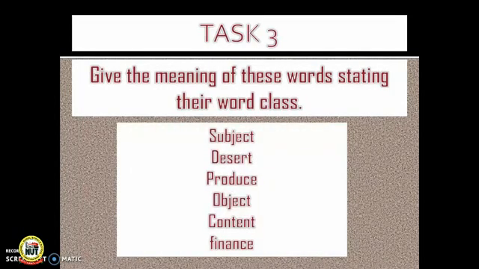And what are the words? You have subject, desert, produce. I won't do another expo for you, I'll just give you the normal one. Objects, content, and finance. Alright? When it's a noun, it is subject. Remember? Up, down. Then when it's a verb, you have down, up, subject. What does that mean? What could be the difference between the two?